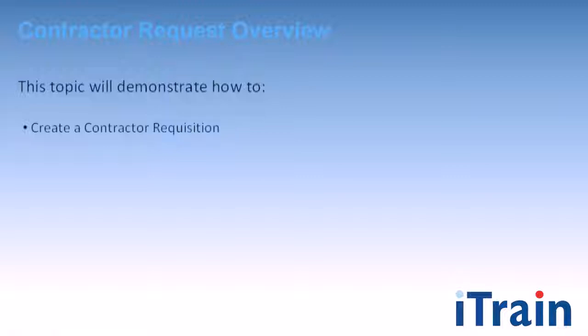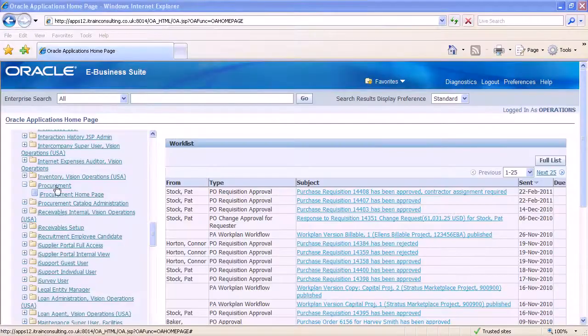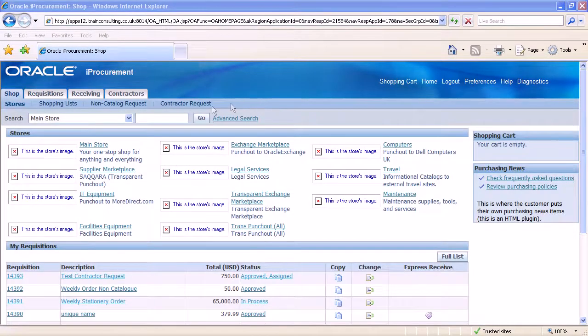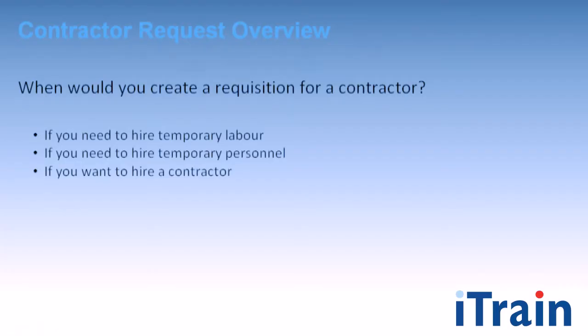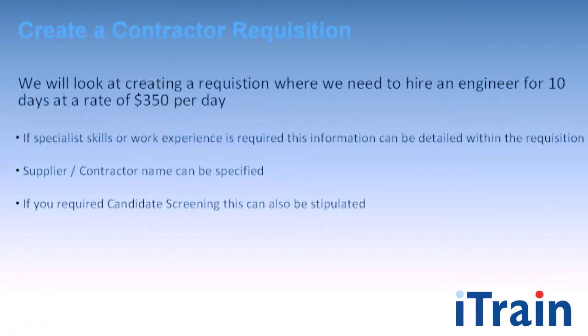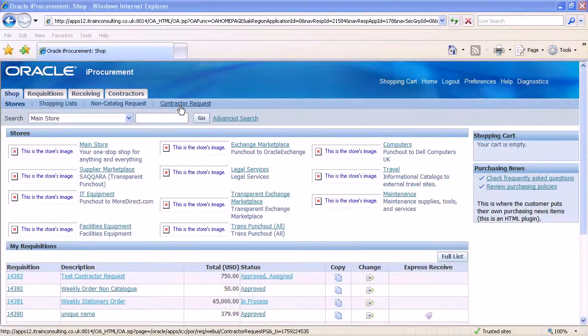On completion of this chapter, you will be able to create a contractor request. Select your iProcurement responsibility. You will now be looking at the Shop tab within iProcurement. Select Contractor Request submenu from the Shop home page.